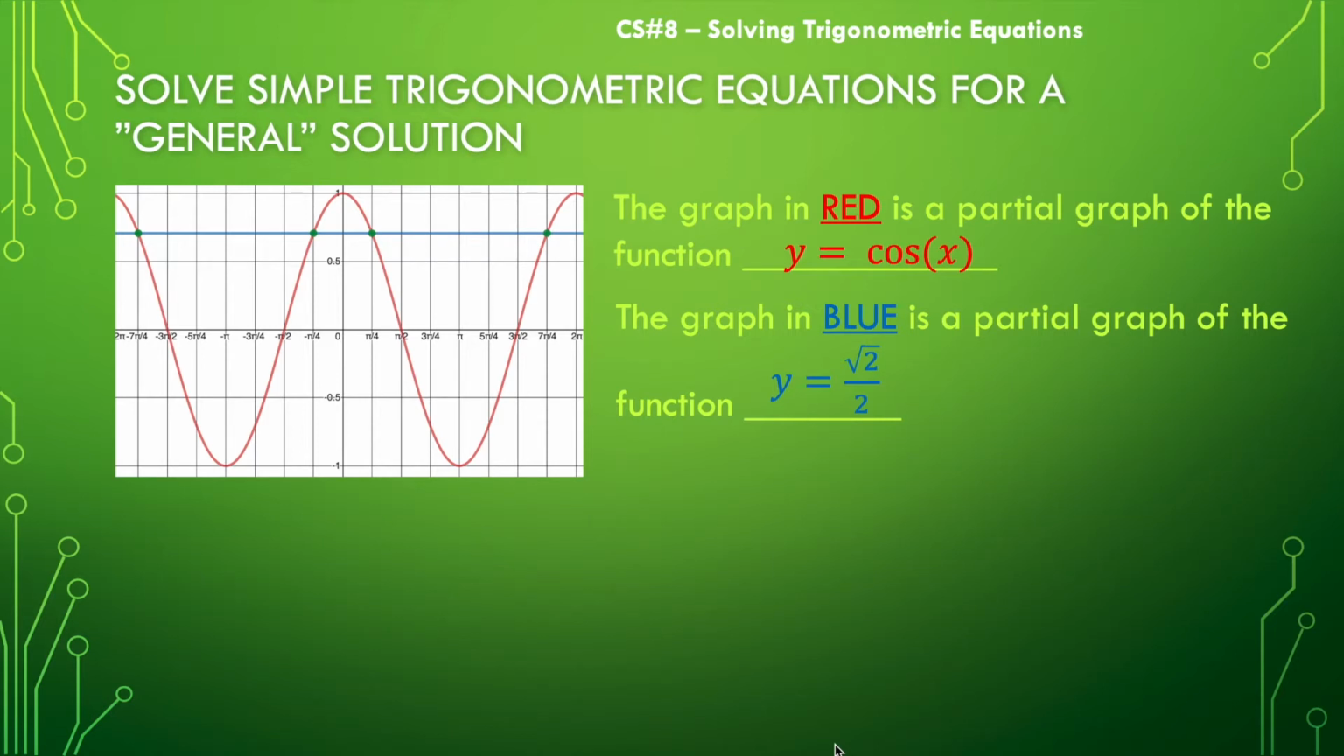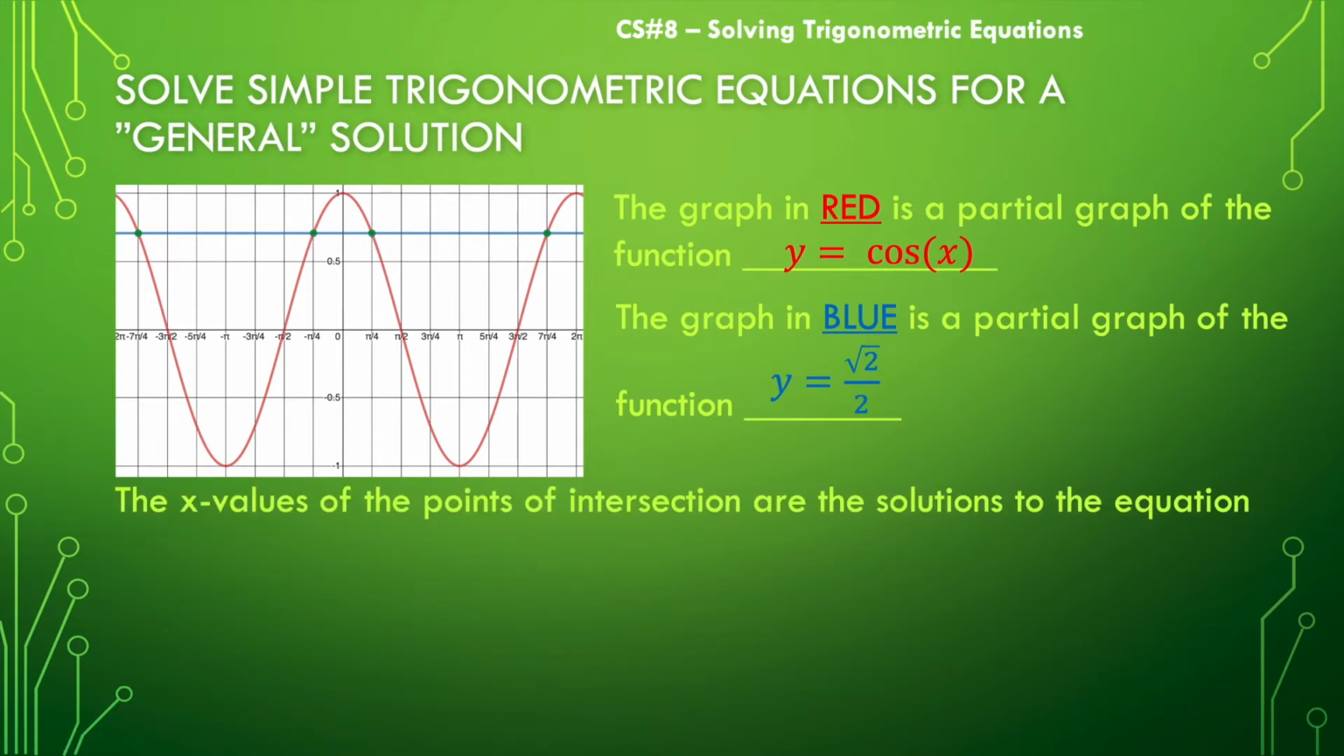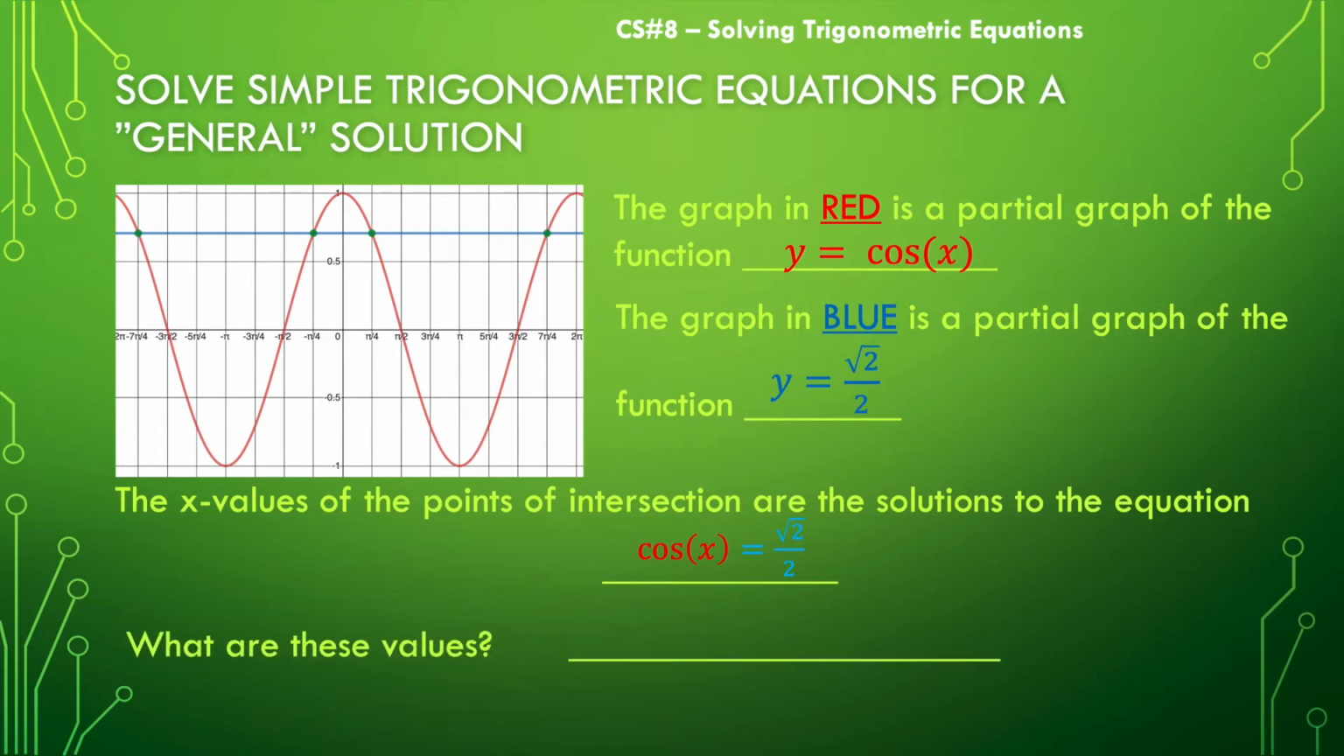Consider if we are interested in where the cosine of x is equal to the square root of 2 over 2. That would be where the graphs intersect, okay? So we are really looking for the x values of the points of intersection there. The x values of the points of intersection are the solutions to the equation where we set those two things equal to each other. All right, so now let's think about this for a second. Can you identify where those points of intersection are and what are the x values?